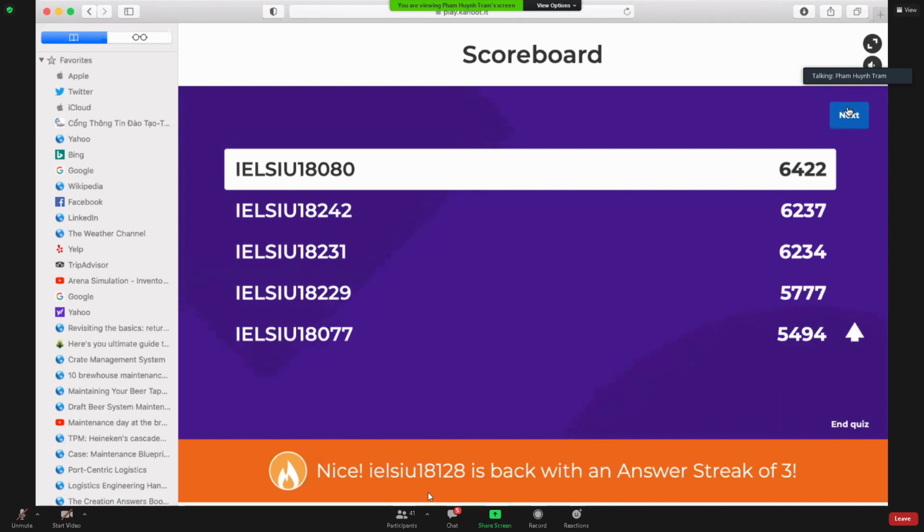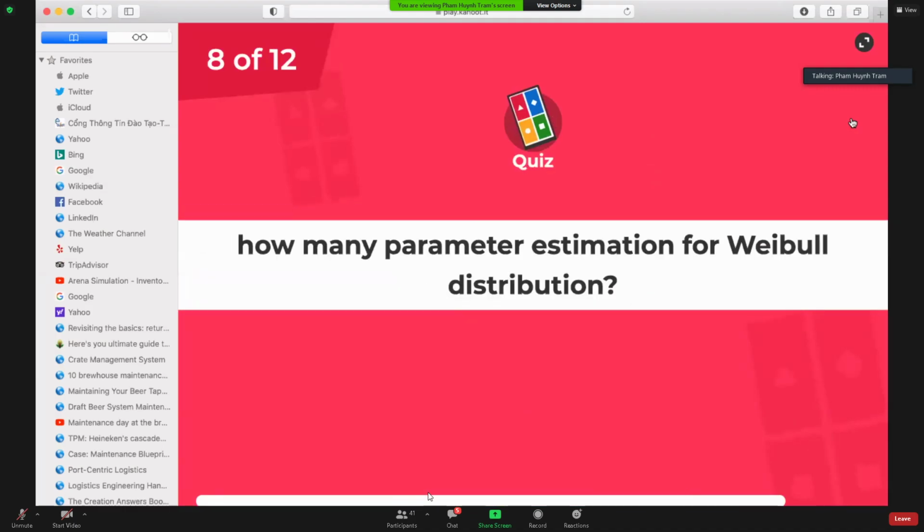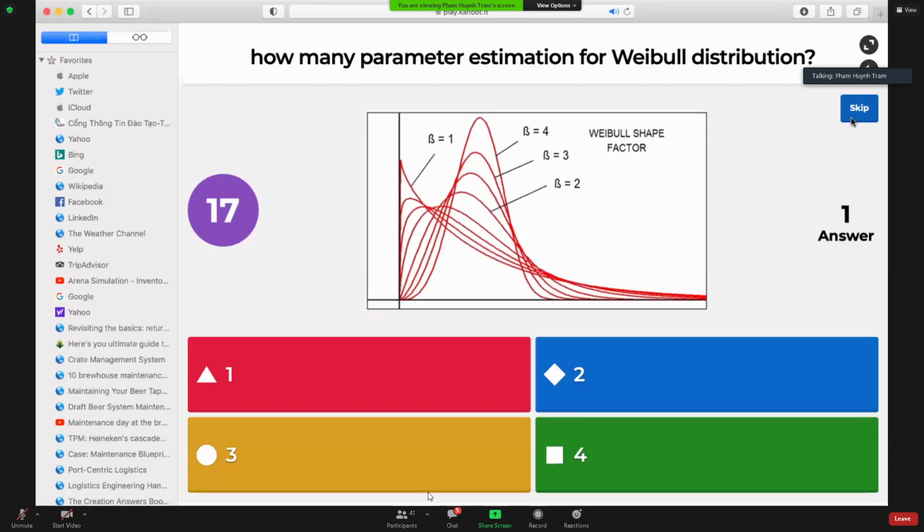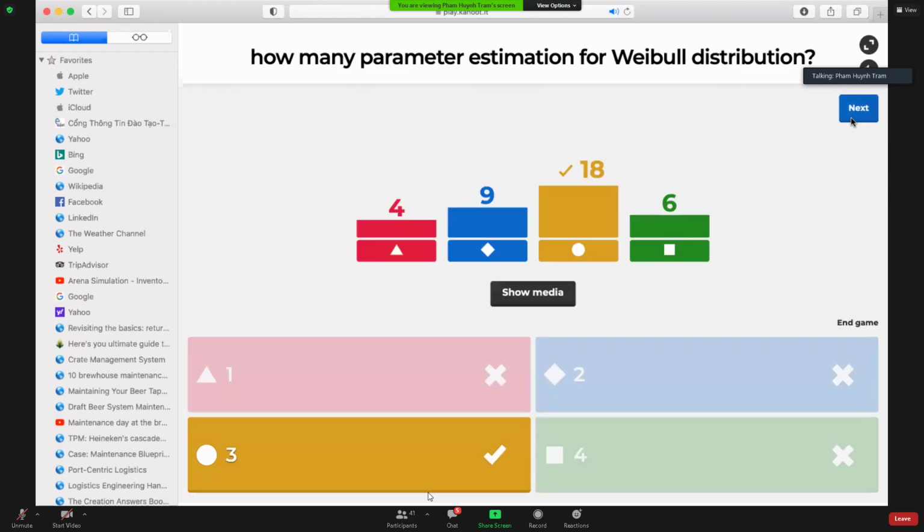Okay, 18128 is back with an answer straight of 3. Next, how many parameters estimation for Weibull distribution? The correct answer is 3. We have the shape parameter, the location parameter, and the scale parameter.